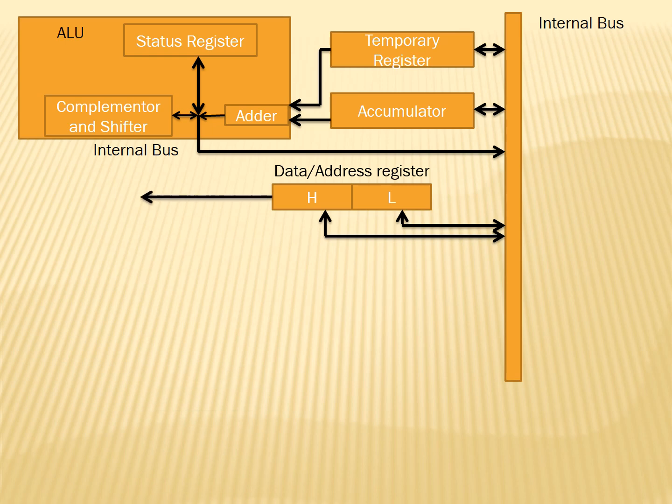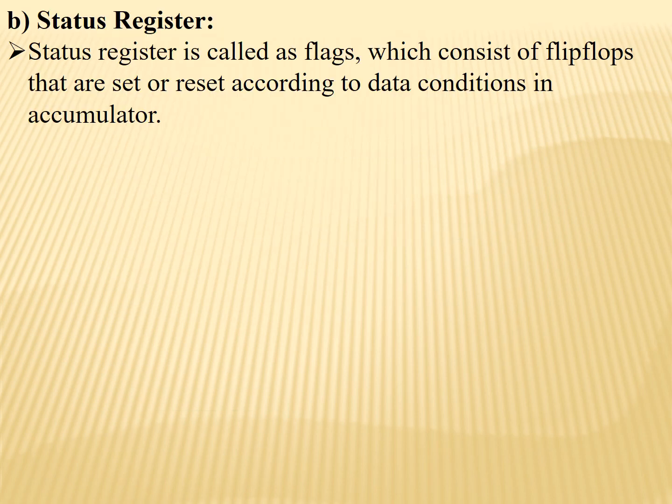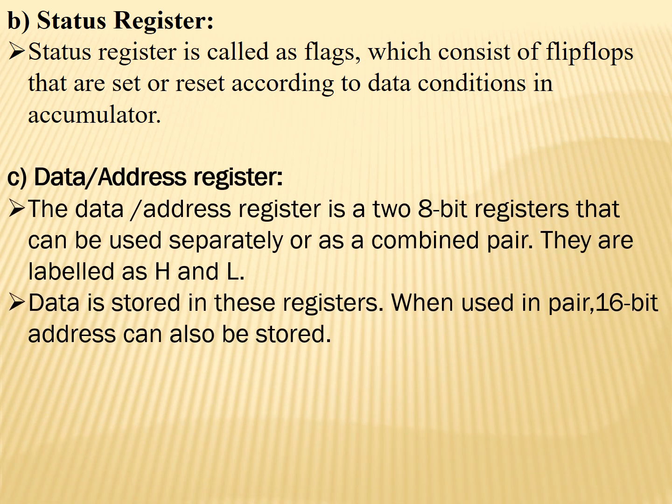So let us discuss it. It is connected to the internal bus. You can see it will be connected to the internal bus. So this is the data/address register. The data/address register is two 8-bit registers that can be used separately or as a combined pair. They are labeled H and L. Data is stored in this register. When used in a pair, a 16-bit address can also be stored. So we can use the registers individually, and we can also pair them.